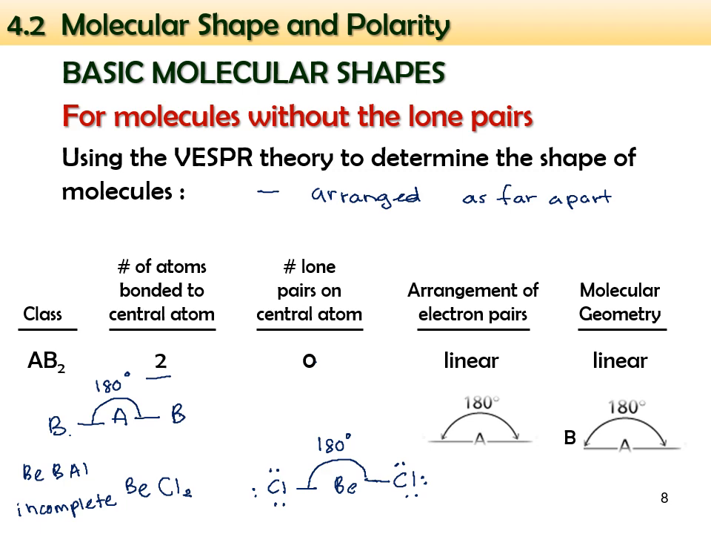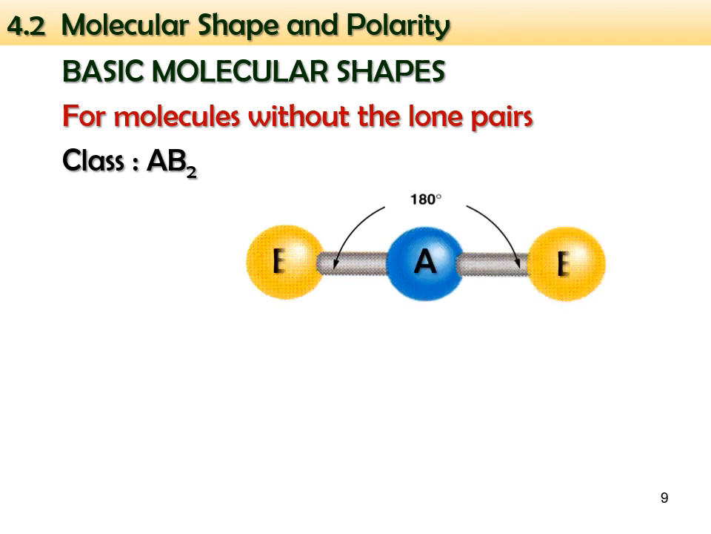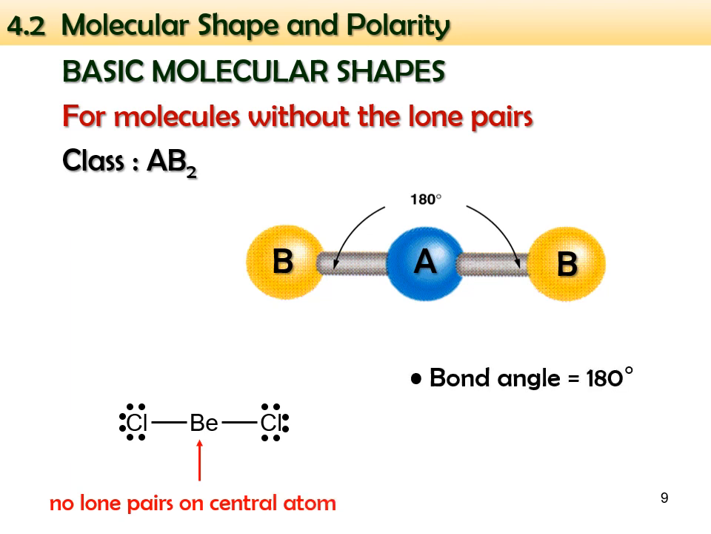Alright, so next we look at, okay, this is the example of the molecule. There are two bonded atoms to the central atom, beryllium, and no lone pair at the central atom. Bond angle is 180 degree. Therefore, your bonding pairs will arrange themselves as far as possible, sejauh mungkin. Therefore, your atoms will arrange themselves in a straight line. Okay?